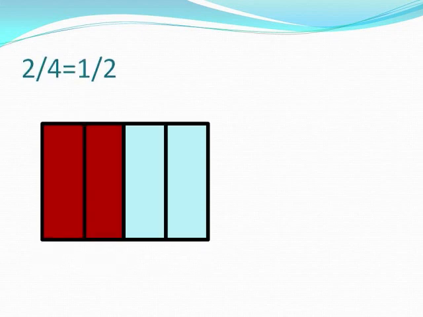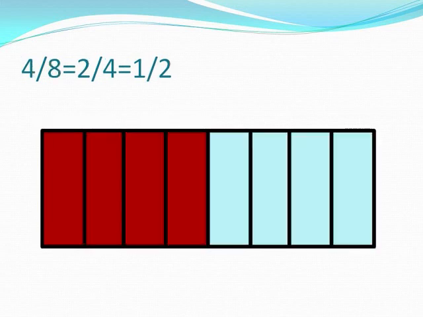Here the rectangle is still divided in half by its colors, but it is also divided in half again, making fourths. These 2 red rectangles are the same as the first red rectangle in the previous slide. The same is true for the blue rectangles. 2 fourths is the same as 1/2.